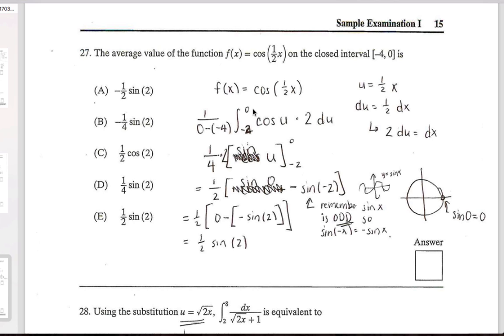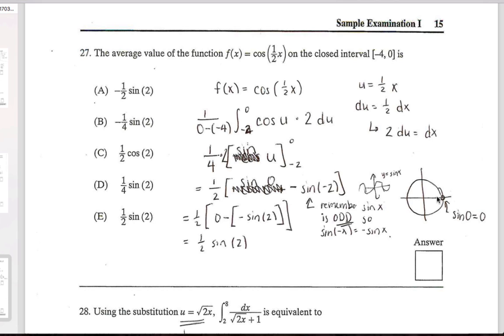1/2 of 0 is just 0. And then I have cosine of u times, my du is 1/2 dx, so I needed 2 du, so I put that in. Now, you can go ahead and solve that. You know the antiderivative of cosine is sine. So you would do sine of 0 minus the sine of negative 2. Now, that's not an answer choice, that's here.